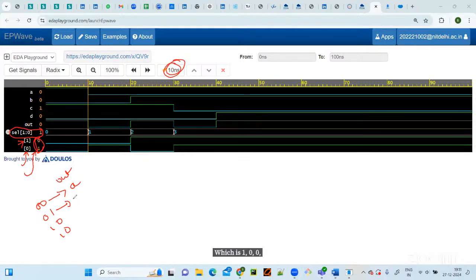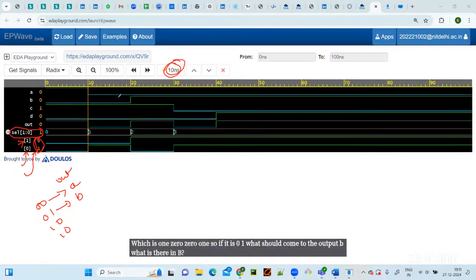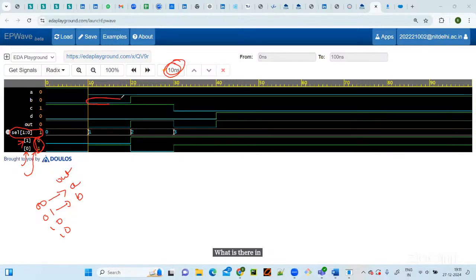So if it is 0 1, what should come to the output? B. What is there in B? In B I have a value of 0. Is that 0 captured to the output? Yes. Are B and out the same? Yes. That's what we can see here. My output is transiting from 1 to 0 here. The same output is captured. Now, let us go to the next observation point.